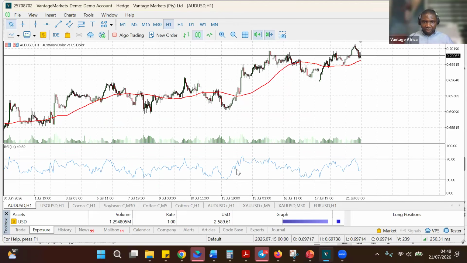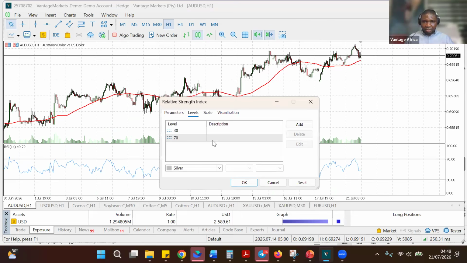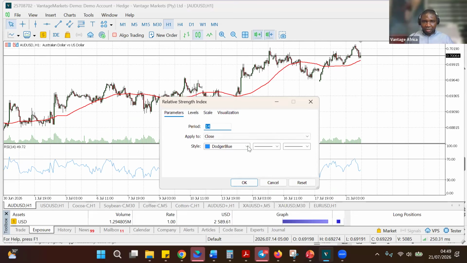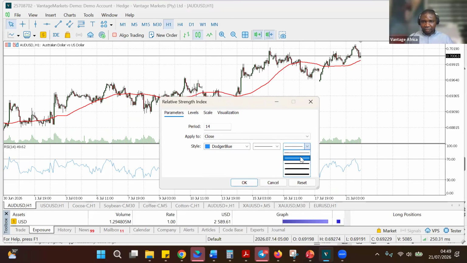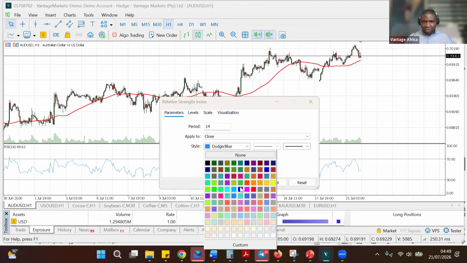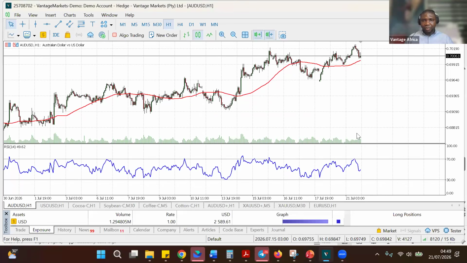So if you can see my screen, hold on, let me see if I can make this thicker. Let's make this thicker. Oh, let's make it bluer. Okay, so this is it now.